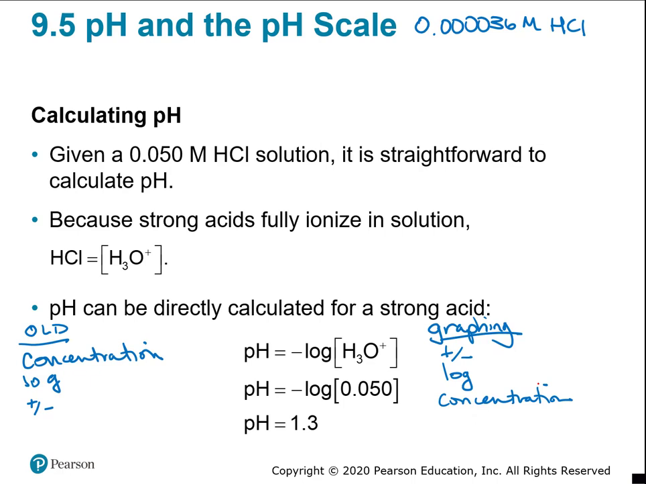So hit the plus minus button, then log, then 0.000036 and equals. I got 4.443697. Now I still would have to round that to two significant figures because of my concentration. So I would just say that this is 4.4.